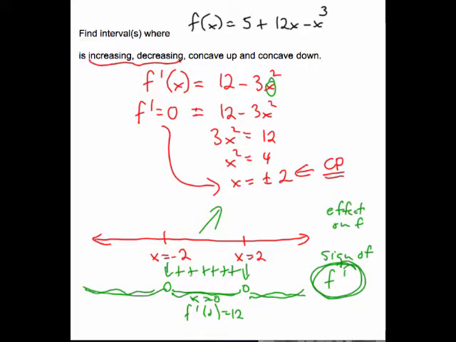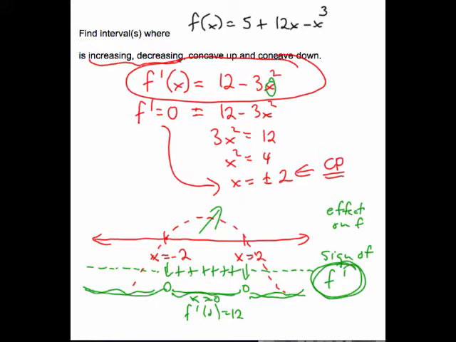Instead of testing intervals, if I know the shape of the first derivative graph, which in this case is a parabola opening down, and 2 and negative 2 are the zeros of that derivative, I could just look at where the derivative is above the axis, the derivative is positive, and where the derivative is below the axis, the derivative is negative. So the derivative is negative here because the derivative graph is below the axis, and it's negative here. A negative derivative means my original function is decreasing.